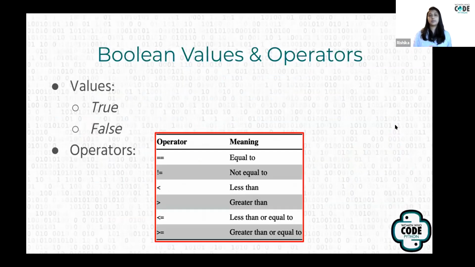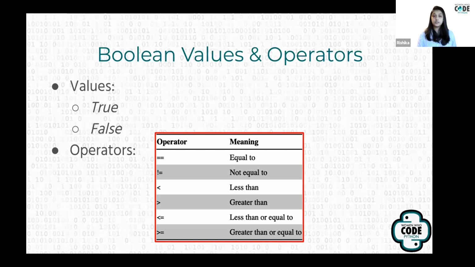Just as a reminder, we have Boolean values and operators. The 2 different values that you can have for the Boolean data type are either true or false. So it's this binary option that you have. And then we also have some operators to go along with that. We have the 2 columns here. So here are all the operators.